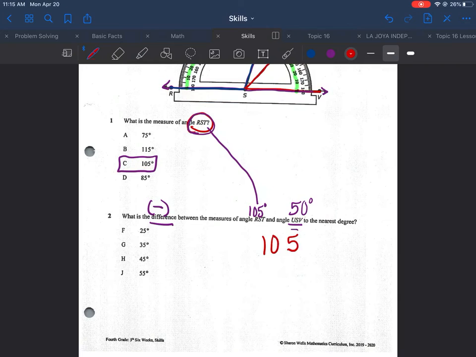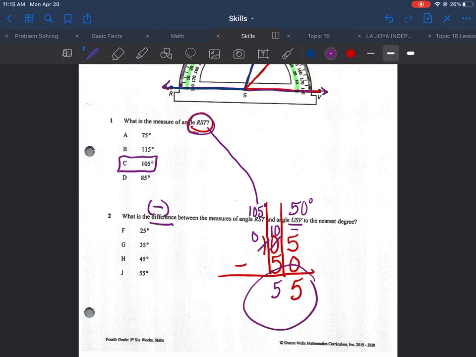To find the difference, we are going to subtract. We take 105 degrees minus 50 degrees. 5 minus 0 is 5. 0 minus 5 we cannot, so we regroup: the 0 becomes a 0 and the other 0 becomes a 10. 10 minus 5 is 5. So my difference is 55 degrees.